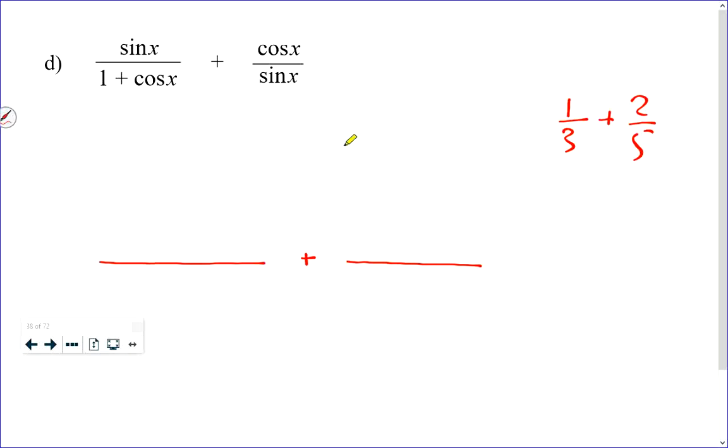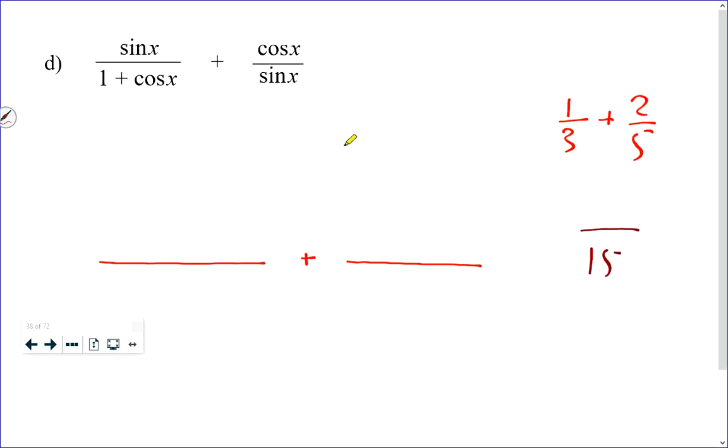It would be a lot different if it was 8 and 14. You wouldn't go with 8 times 14 because they're both already containing a factor of 2. But in this case, since 3 is not a factor of 5 and 5 is not a factor of 3, this would be over 15.